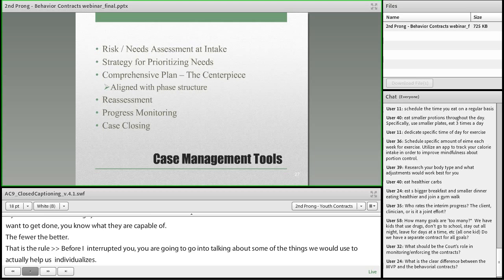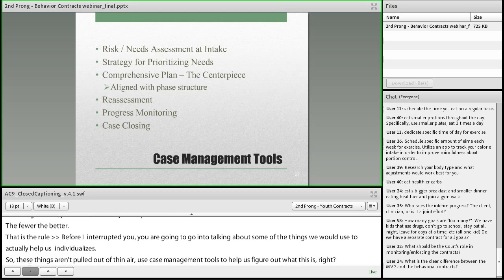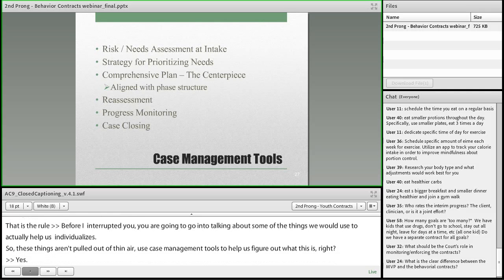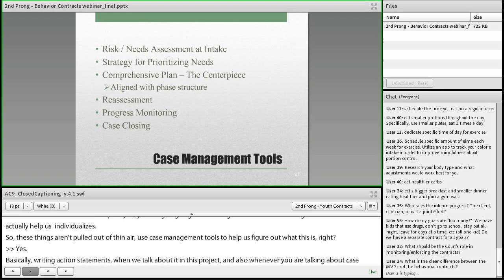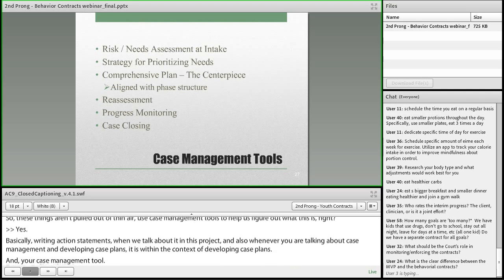Yeah, and basically the writing of action statements, when we talk about it in this project, and also whenever you're talking about case management and developing a case plan, it's within the context of your case management tools. One of the things we try to stress is there are several tools or strategies you want to engage in to have a good case plan. So obviously your risk and needs assessment process is important.